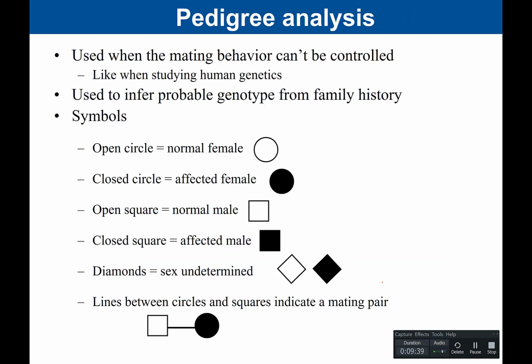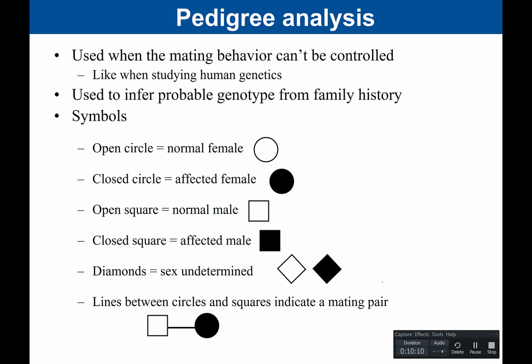So when we look at human genetics, we often use a pedigree analysis in order to follow traits through generations. And so this is used when mating behavior can't be controlled, because obviously you can't tell people you need to mate with you. That would be unethical. So we use pedigrees to track traits within a family. And so this is used to infer probable genotypes from a family history.